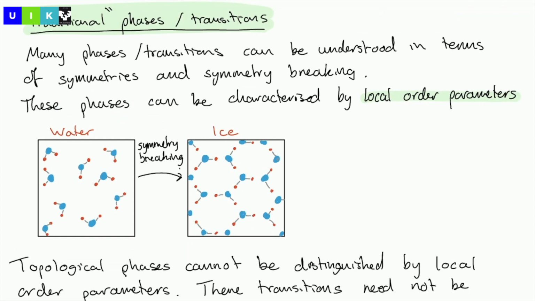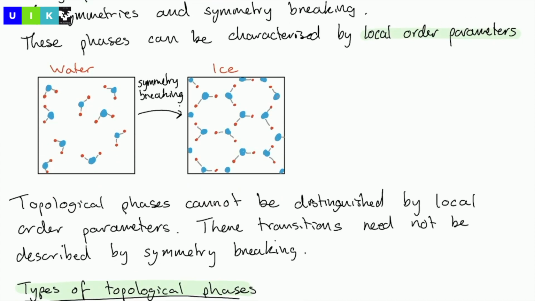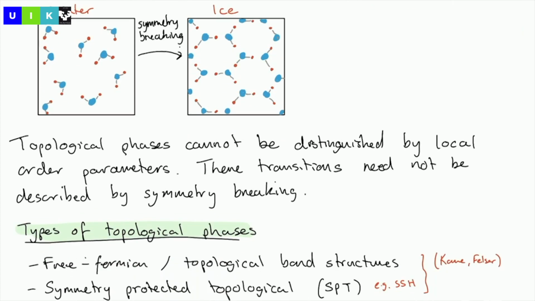Let's start from the opposite side. Like what is topological order not? Like what came before that? And this is kind of the traditional view of phases and phase transitions in terms of symmetries and local order parameters. Okay, so many phases can be understood in terms of the symmetries of the system and the transition between them in terms of symmetry breaking. And characterizing which phase you're in can be done by looking at the system locally, looking at local order parameters.